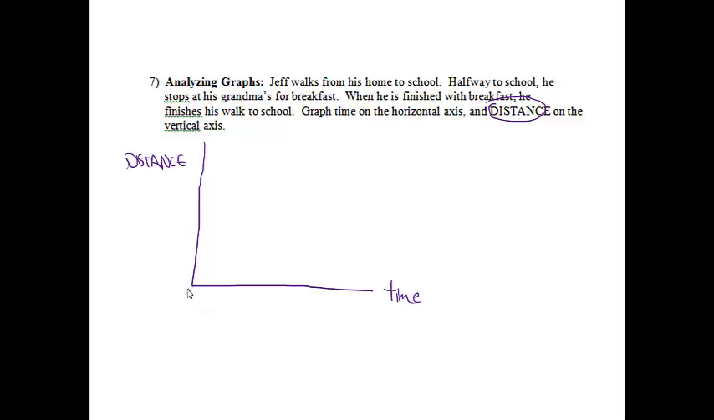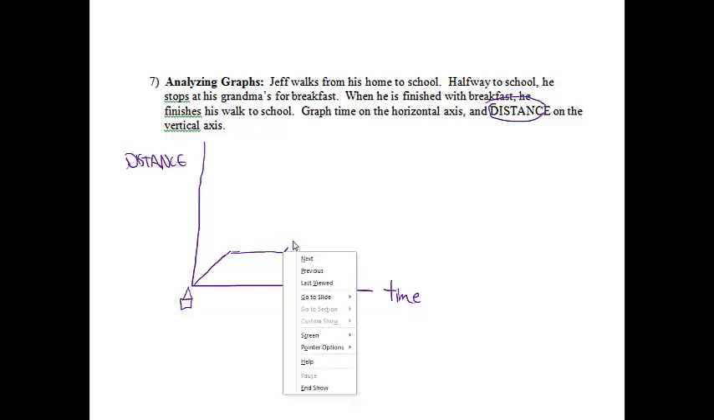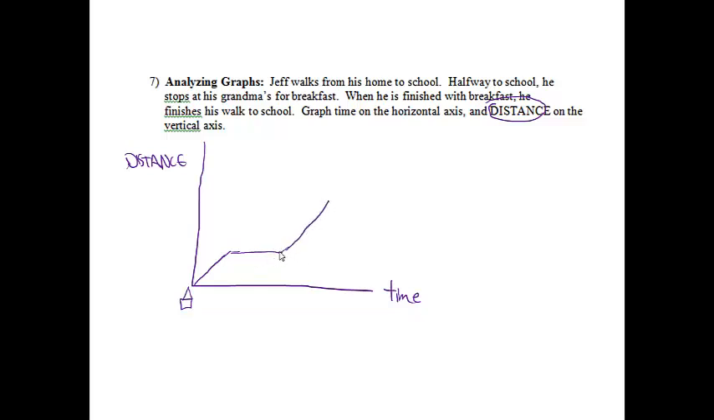So, okay, he starts at home, and he gets away from his house. So here's his house right here. There we go. So he starts walking, and then he stops at his grandma's for breakfast. So it doesn't go back down to the bottom because that would mean he's going back home. So it's just going to stay steady for a while because he's not covering any distance because he's eating breakfast at his grandma's house, and then he finishes his walk to school. So now he continues covering more distance. So there are 3 parts of that graph, and it's going to look something like that.